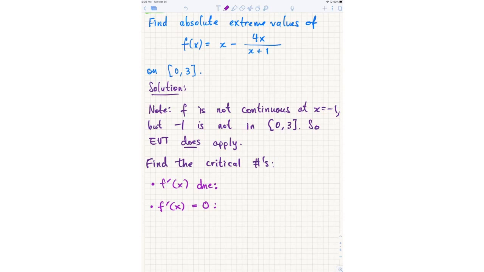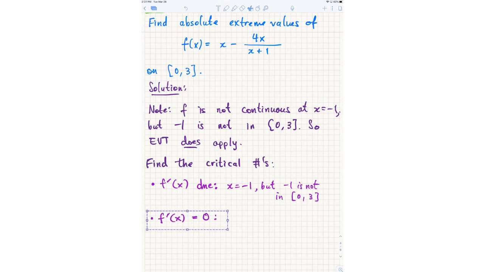Ooh, did I stump everyone? Isn't it like just when x is -1? That's correct, except, like you said, we don't care, right? X equals -1, but -1 is not in 0, 3. So the real answer to that question is none, right? Because -1 is not in the interval.